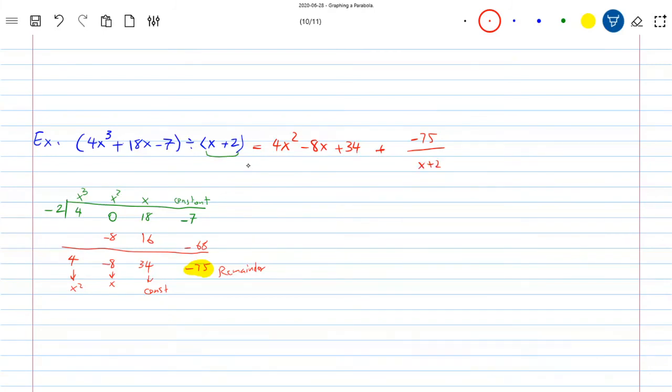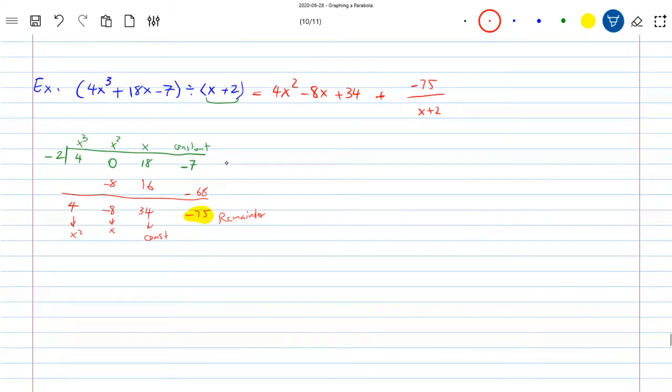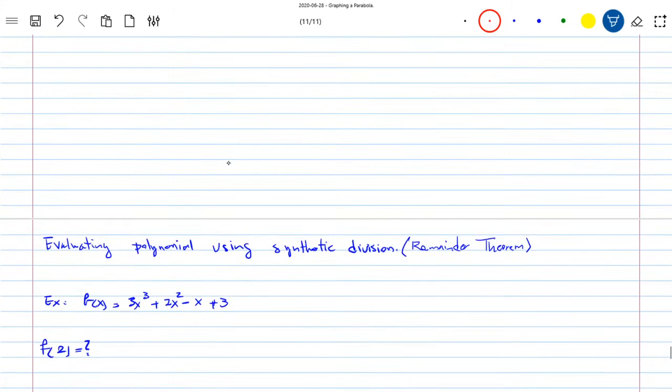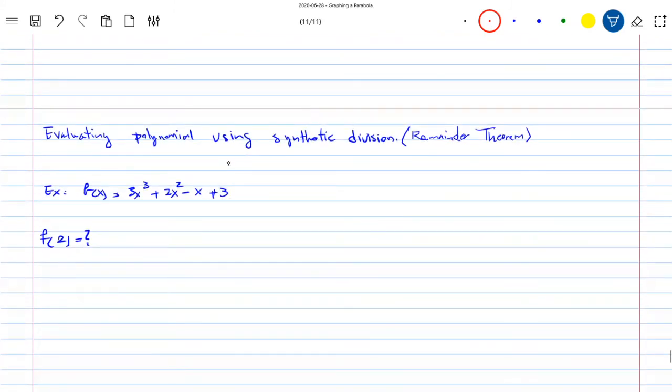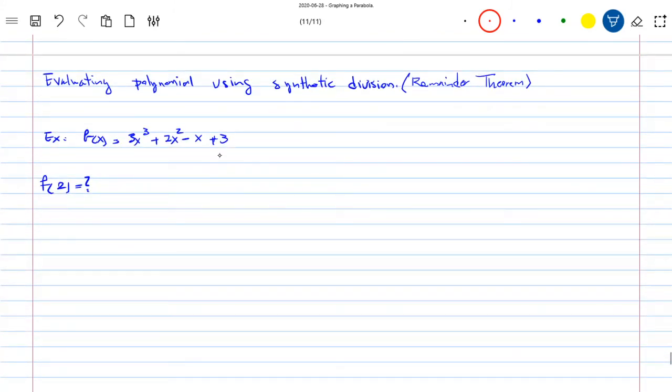Okay, so this synthetic division is quite useful to do the division as well. It's quite faster, actually. We can use this synthetic division for another reason, and it's to evaluate polynomials. So here, this is called the remainder theorem.